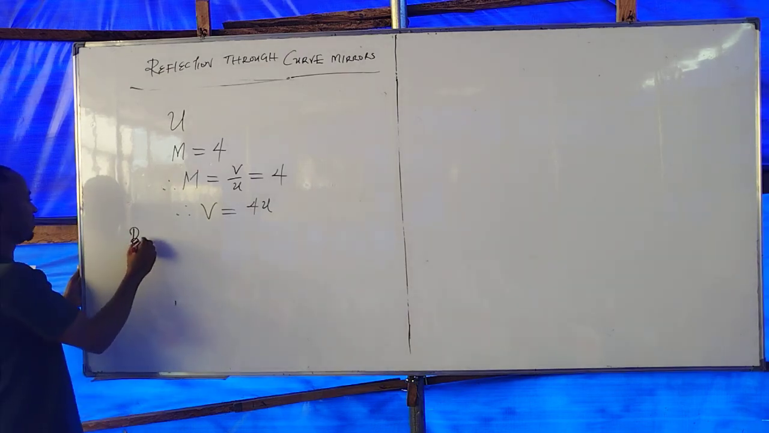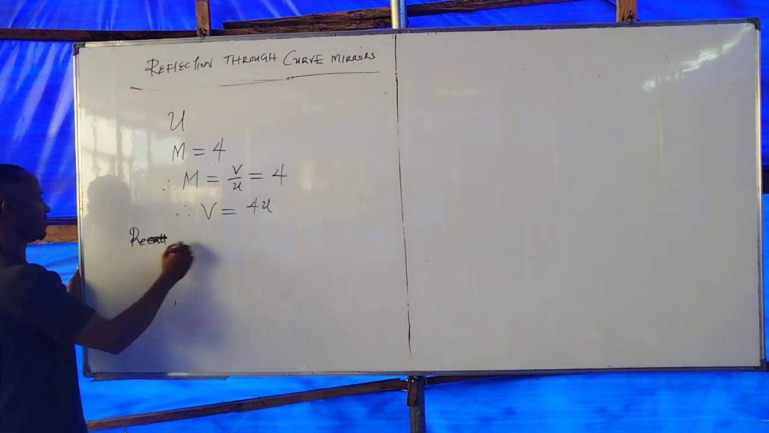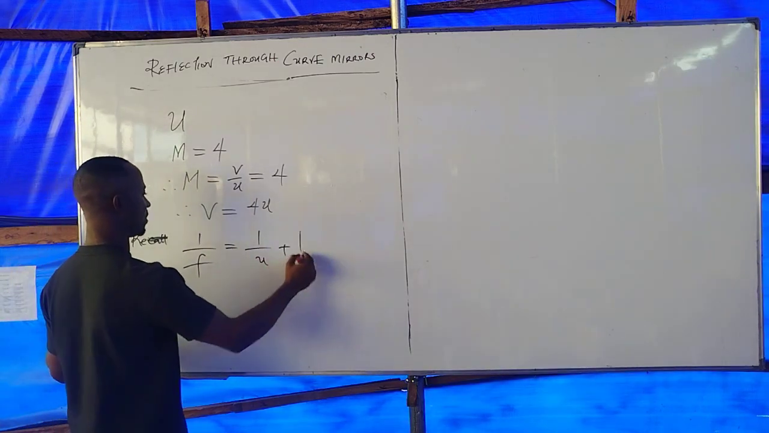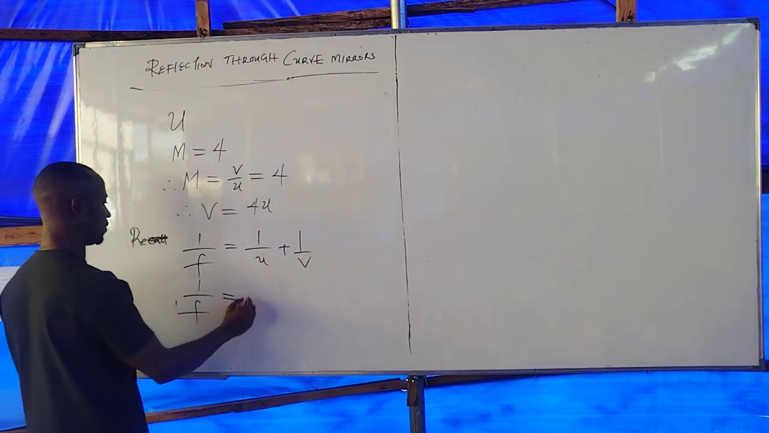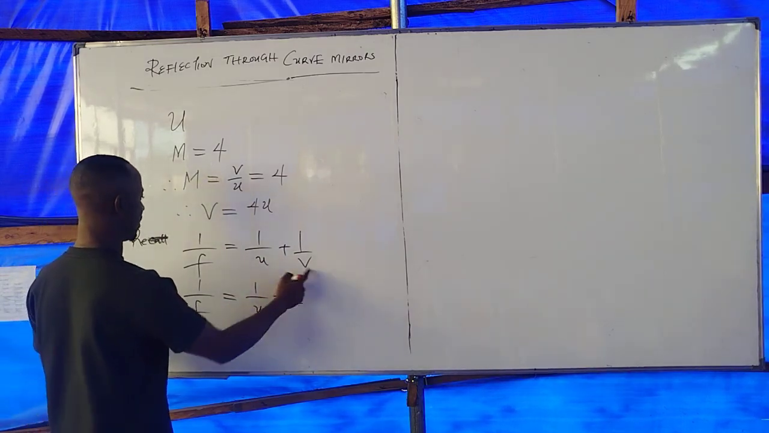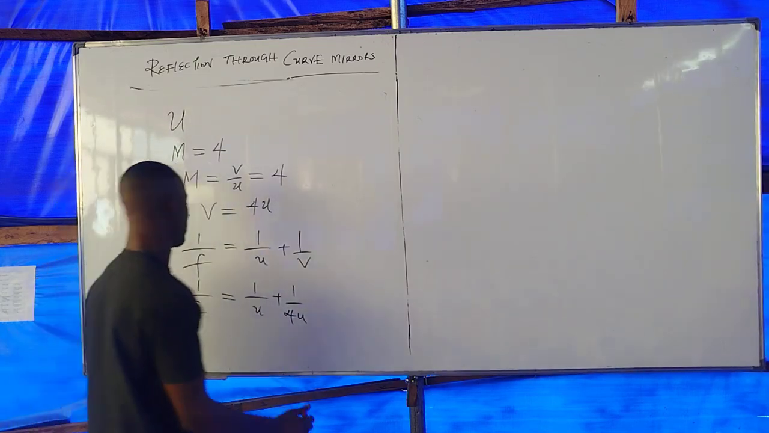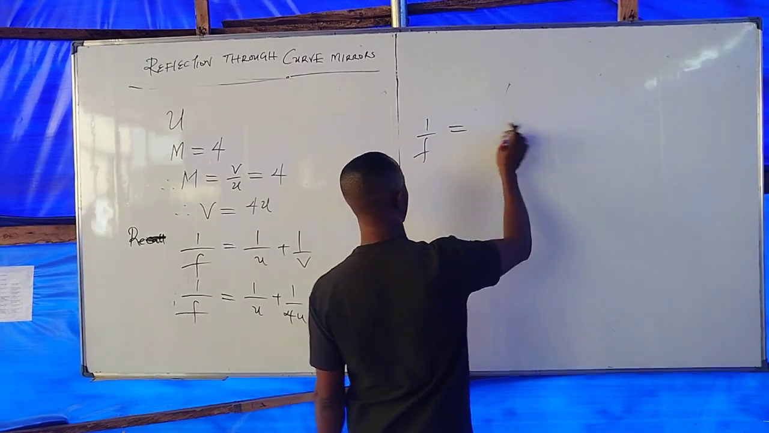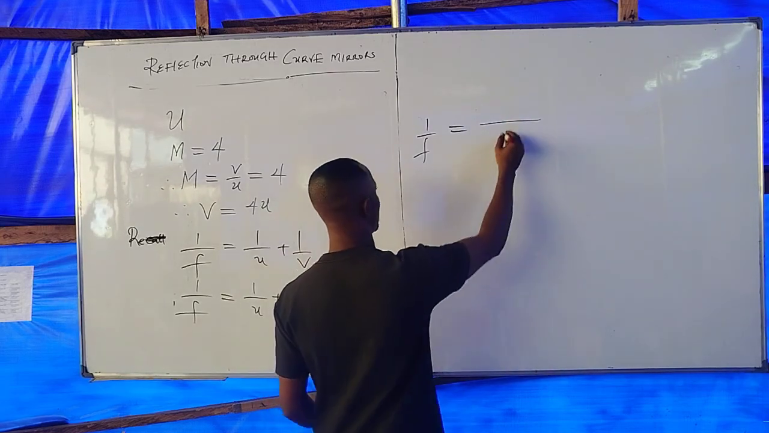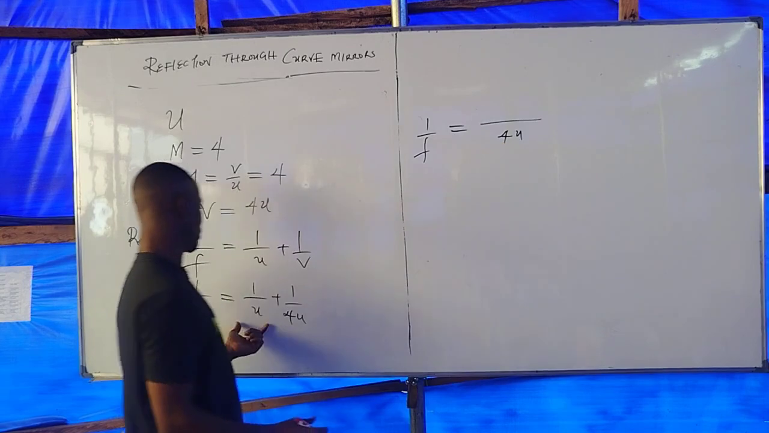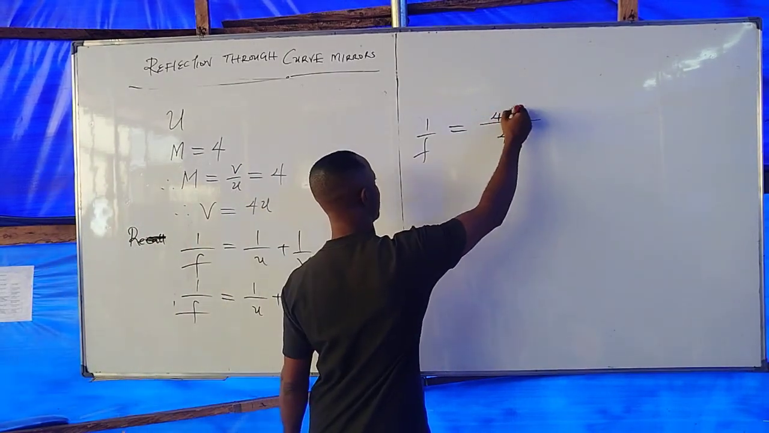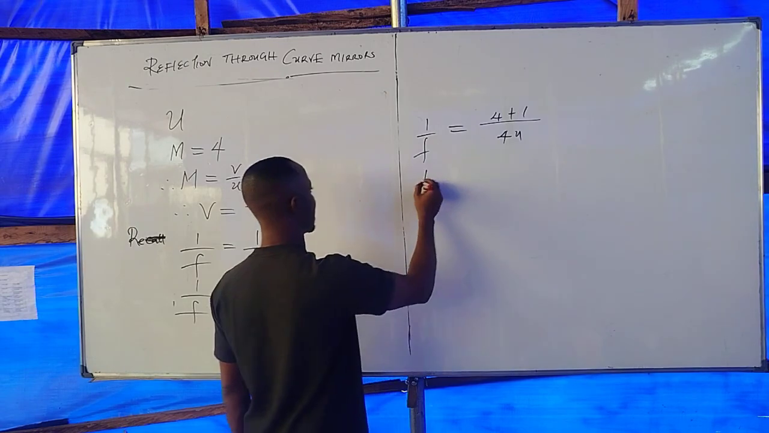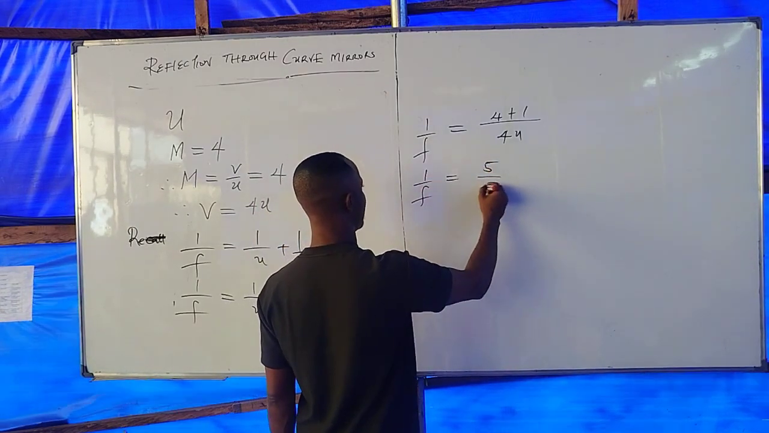Okay. Now recall the mirror formula says that 1 over F is equals to 1 over U plus 1 over V. So we have 1 over F equals to 1 over U plus 1 over our V, which is 4U. Alright? So by the time we solve for that, we have 1 over F equals to the LCM between U and 4U, which is actually 4U. So divide this 4U by U, we have 4. 4 times 1 is 4. Plus, divide the 4U by 4U, we have what? 1. 1 times 1 is 1. So that means our 1 over F becomes what? 5 divided by what? 4U.